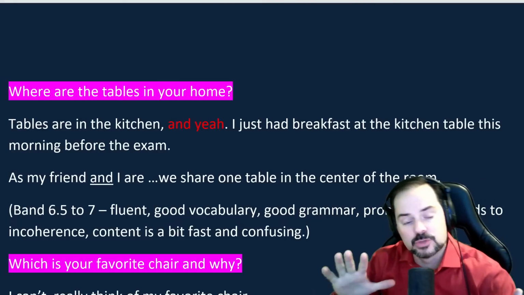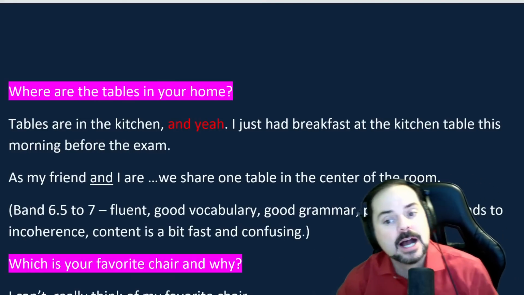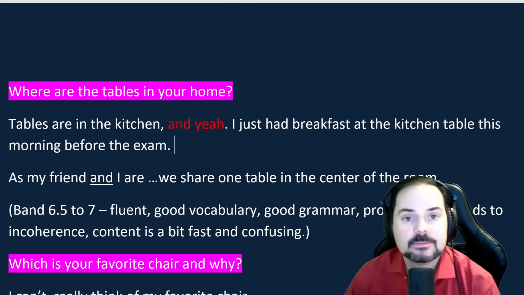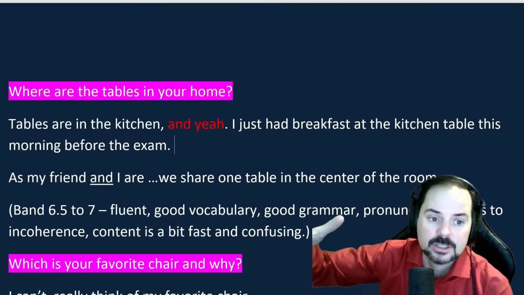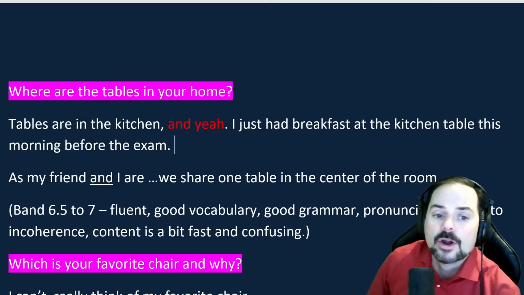And then you can finish with that. So you can say, tables are in the kitchen. I just had breakfast at the kitchen table this morning before the test. Okay, and then you finish, and then you're ready for the next question. So let's try this, Yuka. Where are the tables in your home?